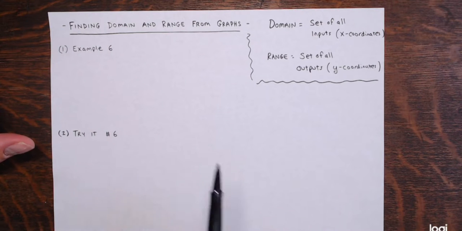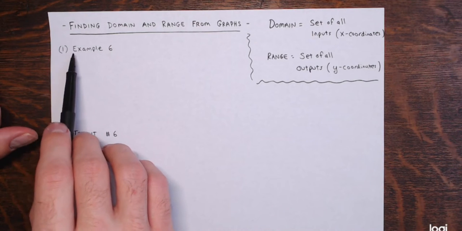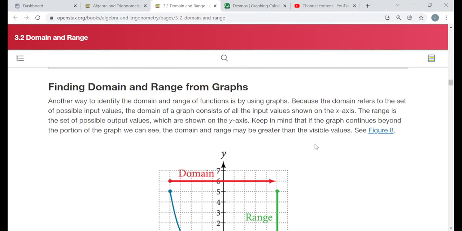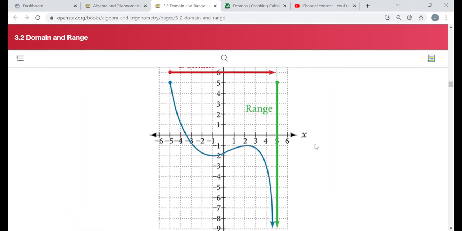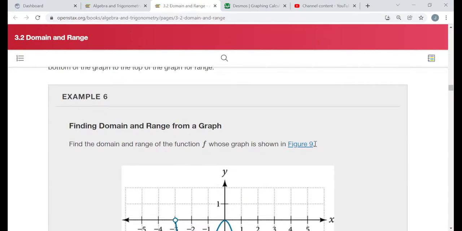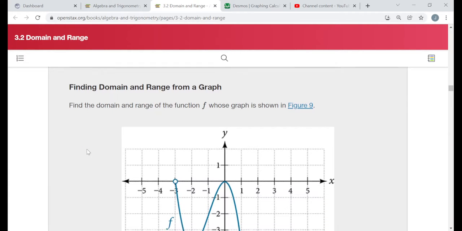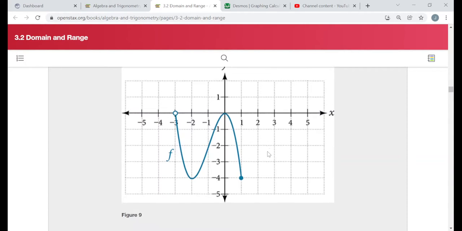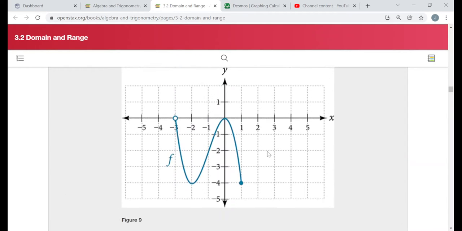So the first example I'm going to do is actually example 6, taken directly from the reading. You're seeing this here, and they talk about domain and range. I'm assuming you're reading this stuff. So here's example 6 from the reading: find the domain and range from a graph. Find the domain and range of the function f whose graph is shown in this figure. Okay, so I'm going to draw a rough sketch of this on my paper.